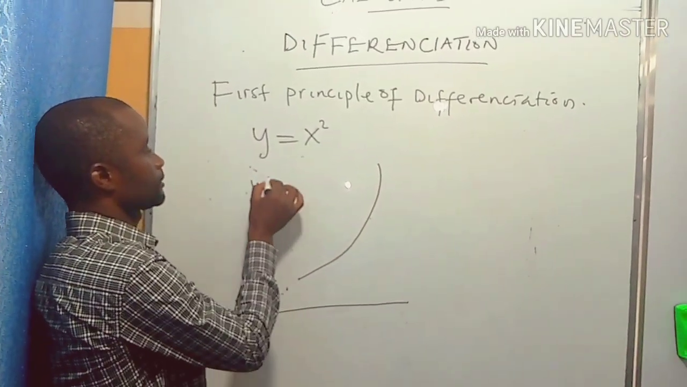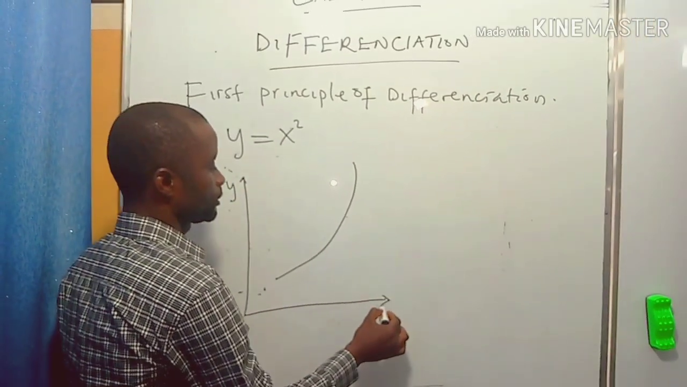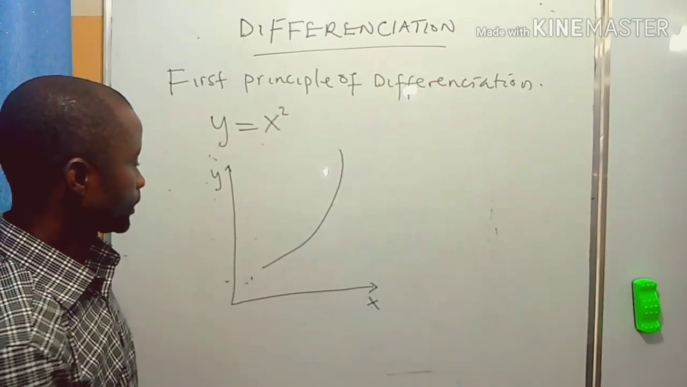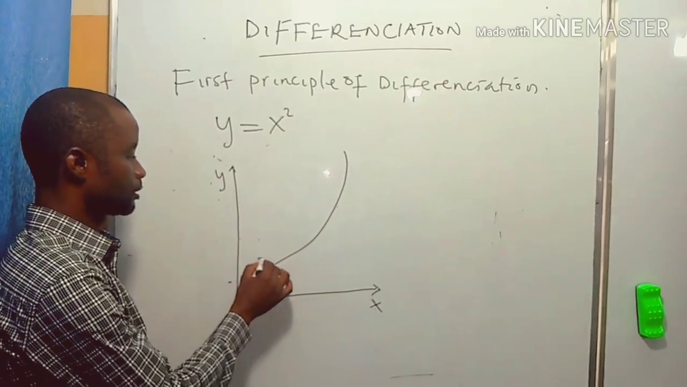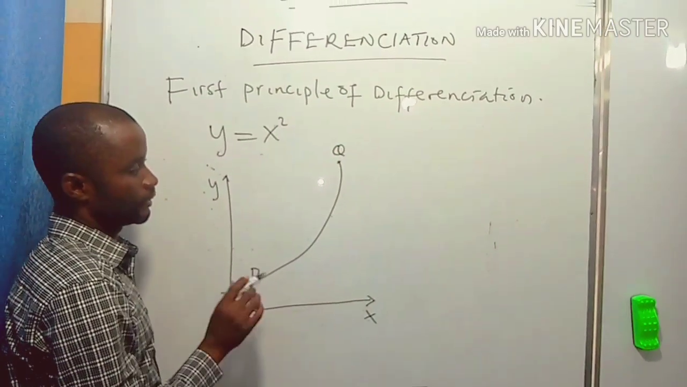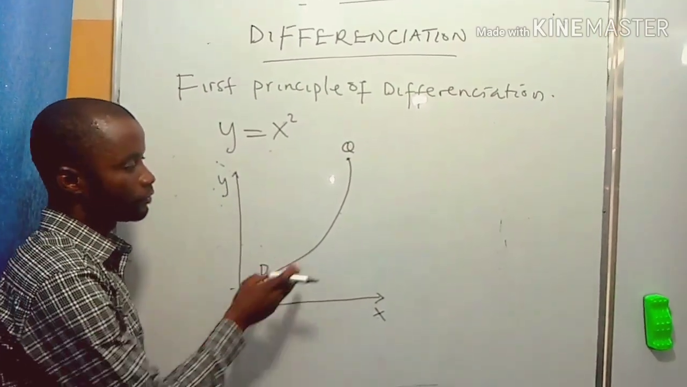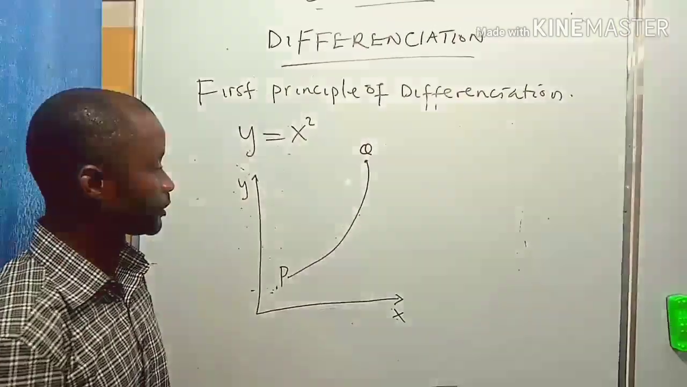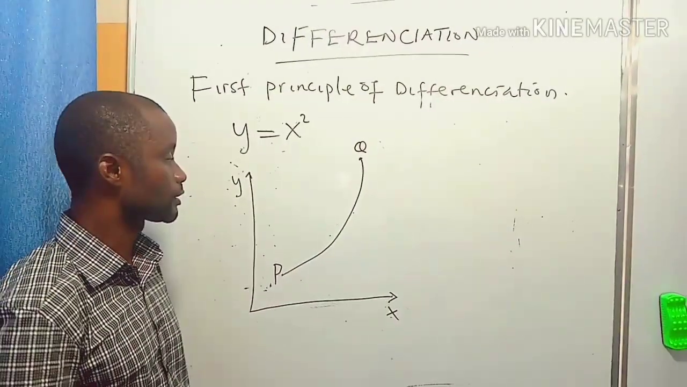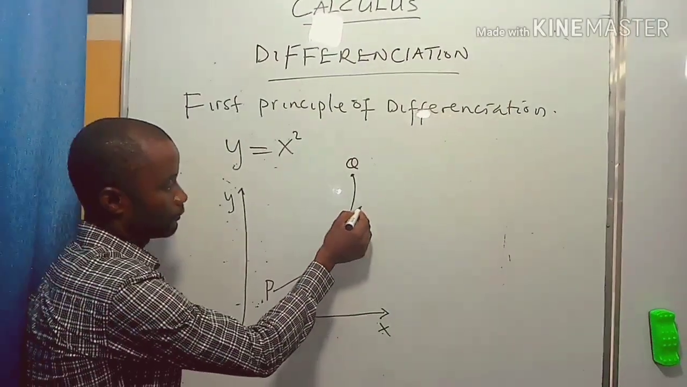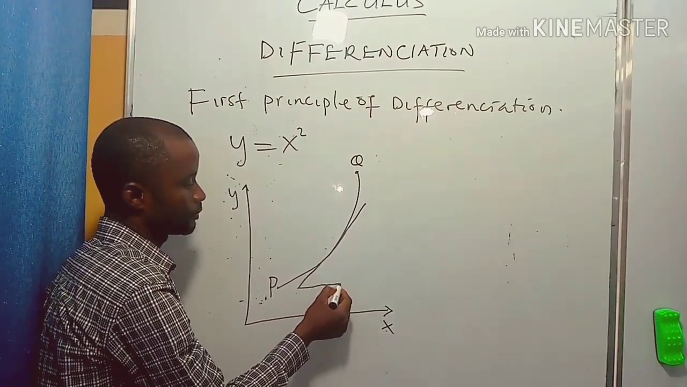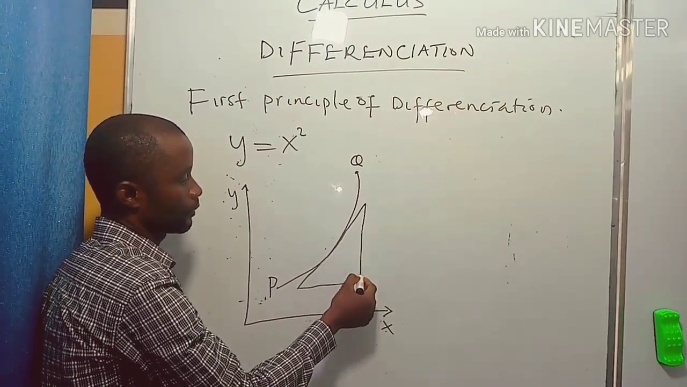This is the y axis, this is also the x axis. Now in this curve, you have 2 points here, point P and point Q. Firstly, you're going to take a tangent to this curve. The aim of this tangent is to determine the slope of this curve. Therefore, then make it a right angle triangle.